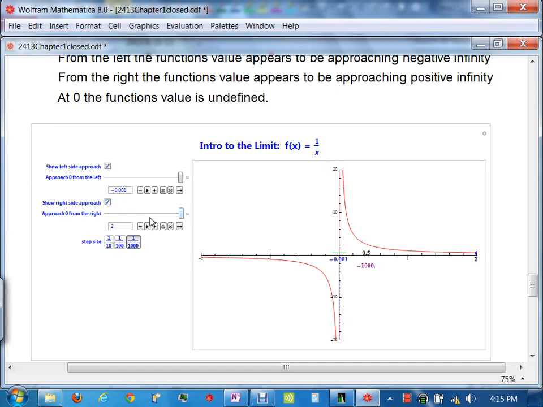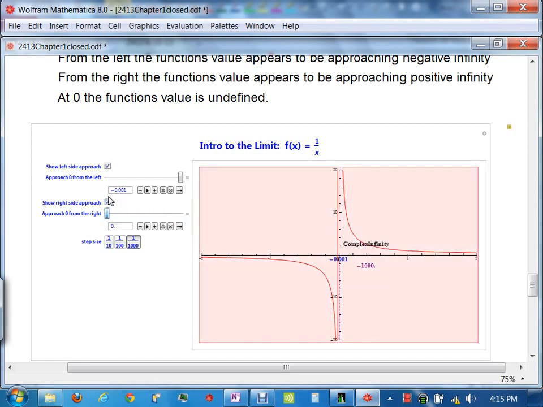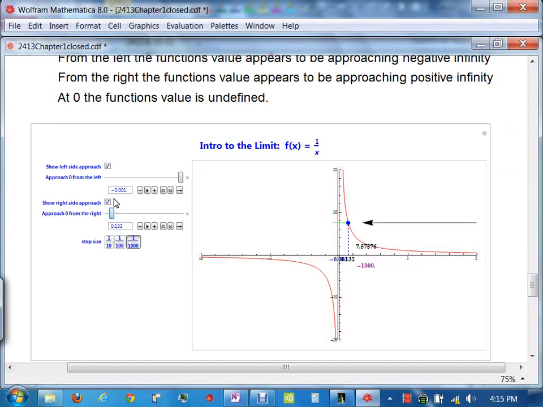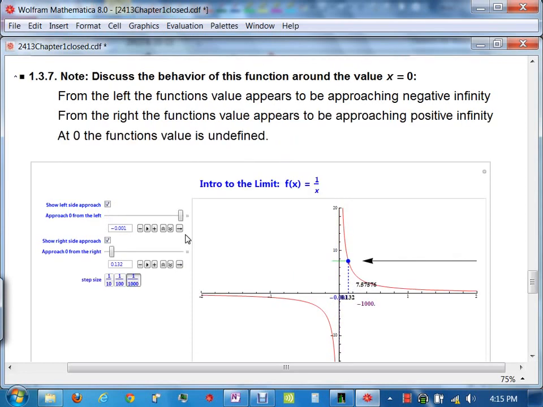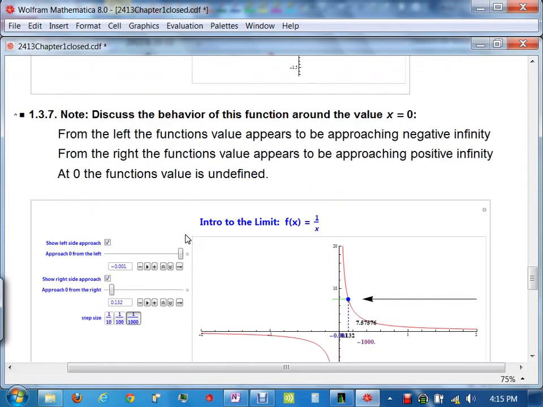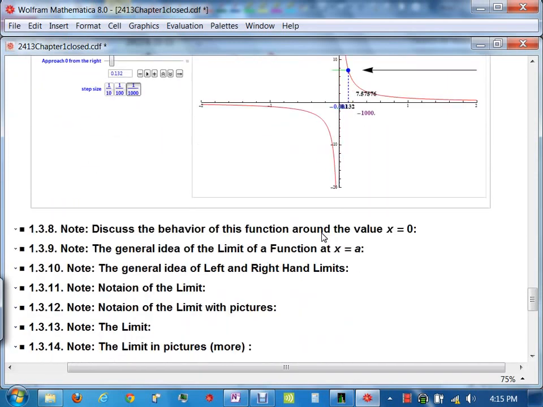What's happening as I come in from the right? It's going positive infinity. There it goes. Oop. When I do that and it turns red, that means my computer is trying to divide by 0. And so it's not happy. So from the left, it appears to be approaching negative infinity. From the right, it appears to be approaching positive infinity. And what's happening? College algebra question. At 0, undefined. 1 divided by 0 is undefined.